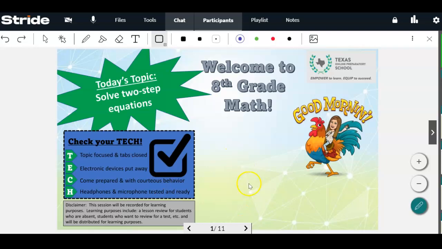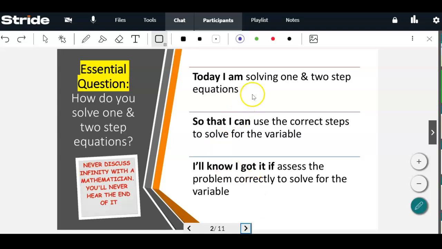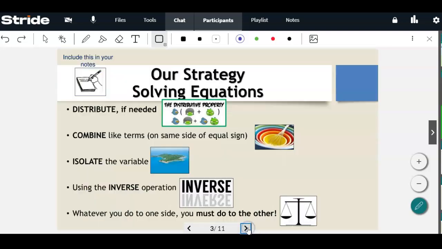Hello. All right, this lesson is solving two-step equations. So today I'm solving one and two-step equations so that I can use the correct steps to solve for the variable. I'll know I get it if I can assess the problem correctly to solve for the variable. How do I solve one and two-step equations?